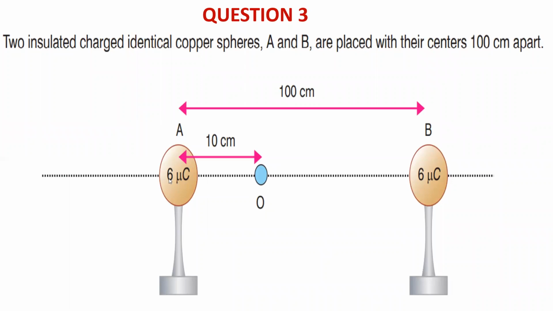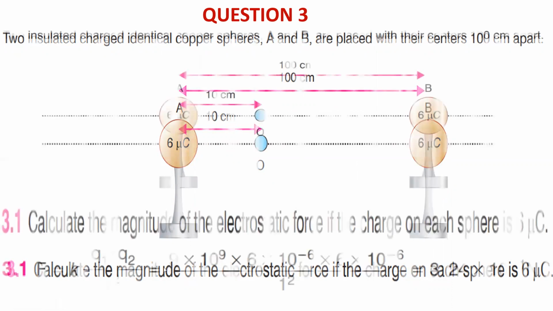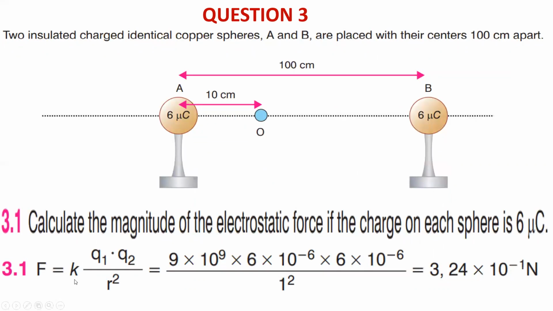What we are going to do, we are going to change units from microcoulomb to coulomb, and distance from centimeter to meter, we must convert it. And then we can carry on to calculate. Let's see what they ask. Number 1, calculate the magnitude of the electrostatic force. Okay, it's an easy one. If the charge on each sphere, all right. But I'm not saying easy anymore because my learners, if I say easy, they're going to fail.